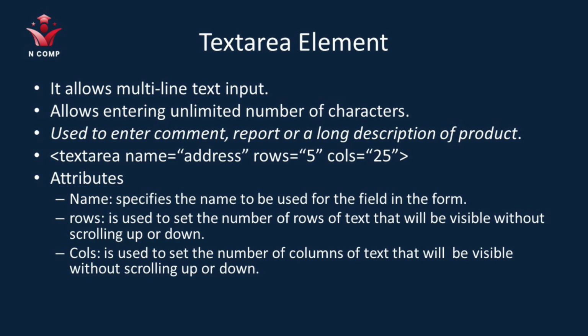To create the text area, the text area tag is being used. It has three properties: name, rows and columns. We have already seen this. Name specifies the name of the text area box. Row specifies the number of rows which are given to the user to enter the text, and column specifies the width of the text area.